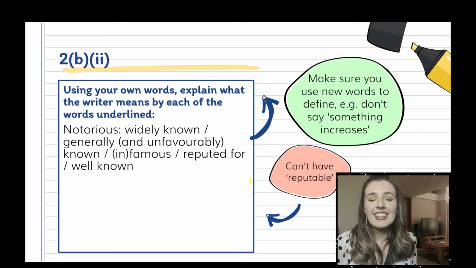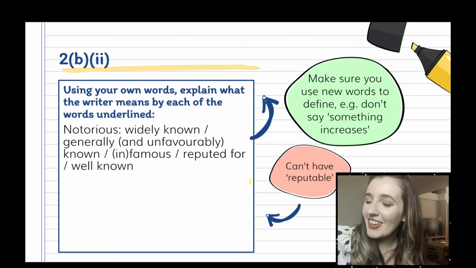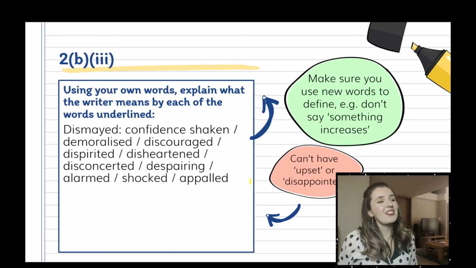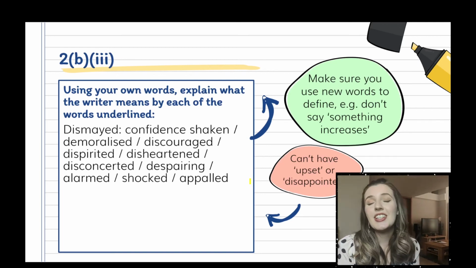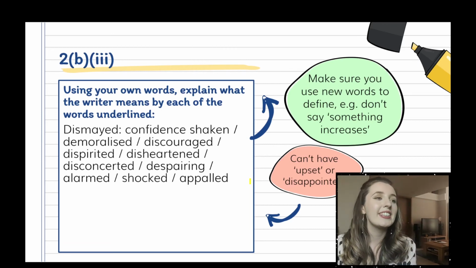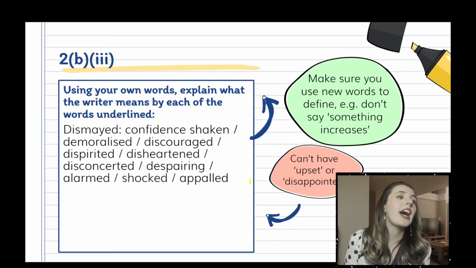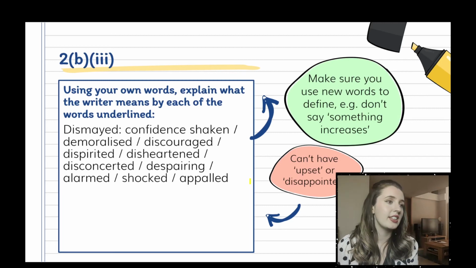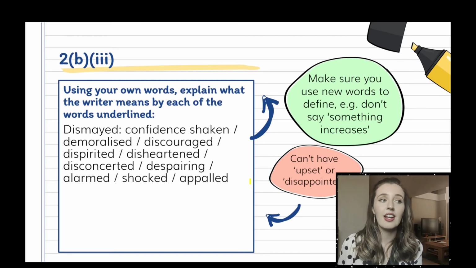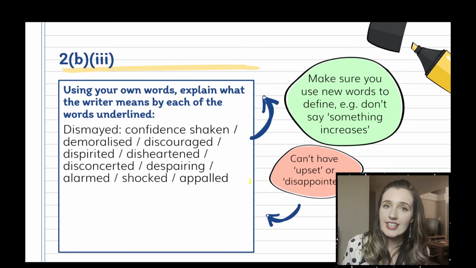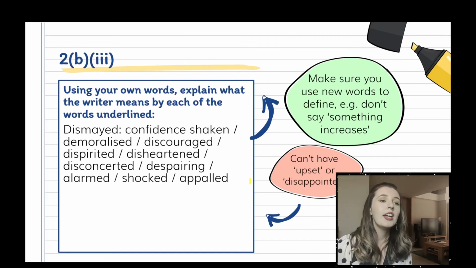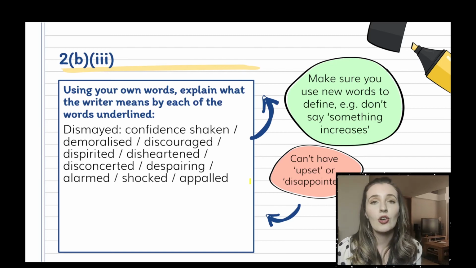Also equally slightly annoying, but here we go. Welcome to CIE. So you needed to give a definition for dismayed. CIE say that you could have confidence shaken, demoralised, discouraged, dispirited, disheartened, disconcerted, despairing, alarmed, shocked, appalled. But you cannot have, and it says this explicitly on the mark scheme, upset or disappointed.